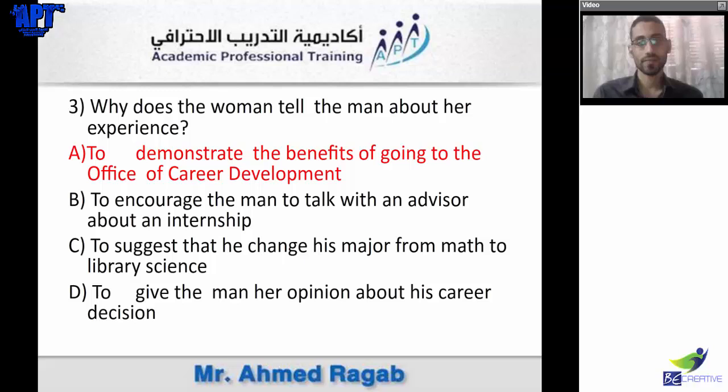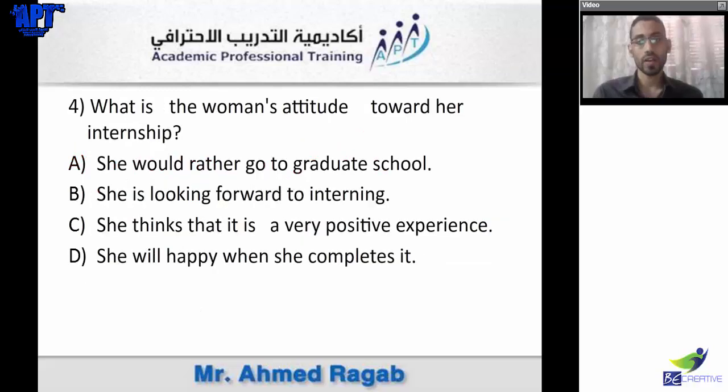Now let's go next. Okay, now what's the woman's attitude toward her internship? She would rather go to graduate school. She's looking forward to interning. She thinks that this is a very positive experience. She'll be happy when she completes it. So what does she think about the internship? Yes, she said that she thinks that it's a positive experience, according to what she said. Okay?